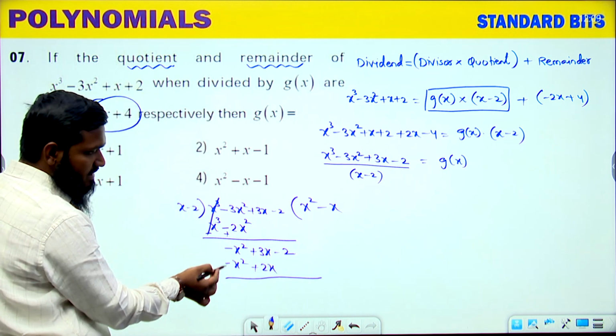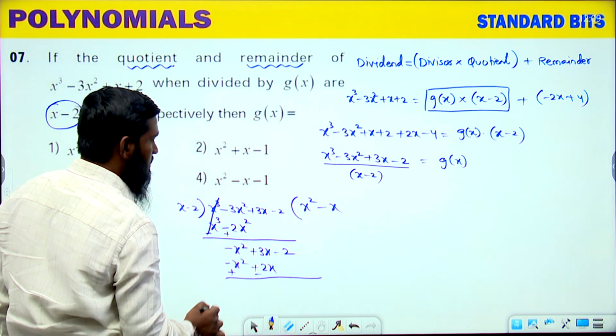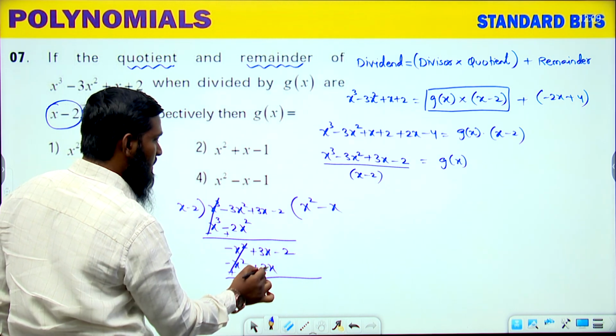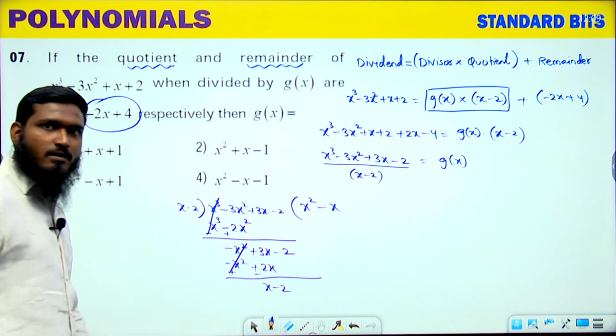Now again minus x square we can't cancel, so let us change the signs. Minus will become plus, plus will become minus. Okay, this part gets cancelled. 3x minus 2x means x we have taken over here. What is remaining? Minus 2. Okay, this part is completed.